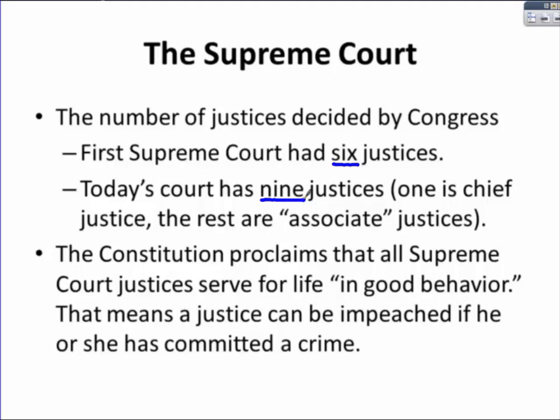The Constitution proclaims that all Supreme Court justices serve for life in good behavior. That means a justice can be impeached, just like the president can. Any public official can be impeached.